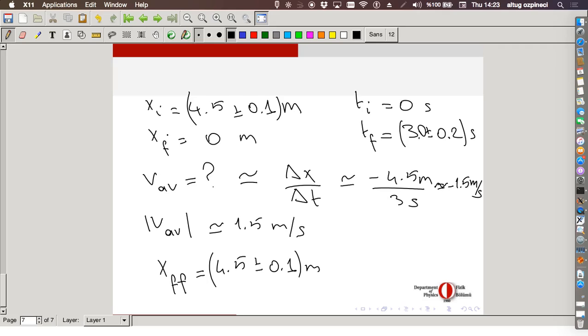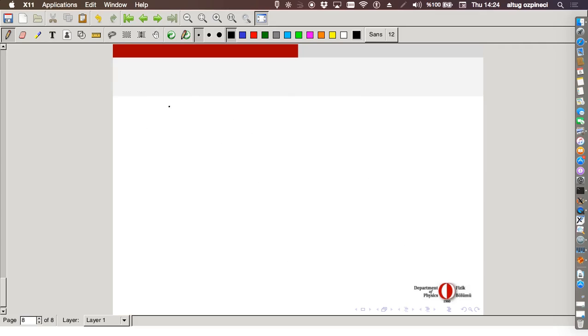So let's say this is T final. How long did it take him to go back? He was so tired coming up here. 13.0 plus or minus 0.5 seconds. Okay, so what's the average velocity from T initial up to T final?